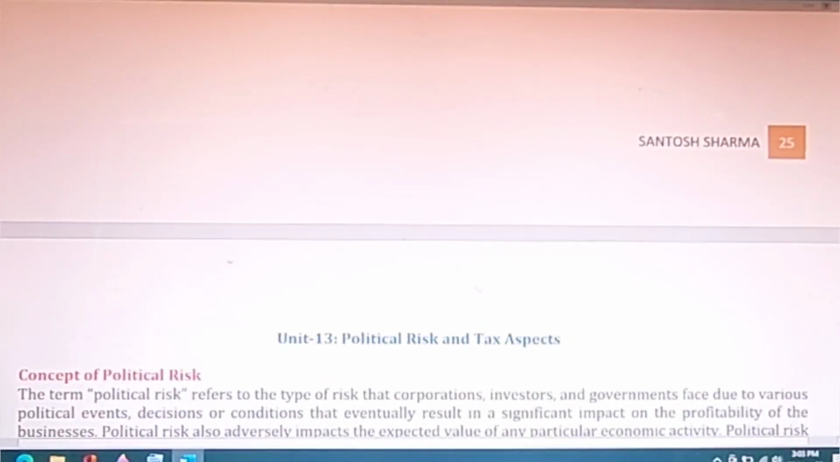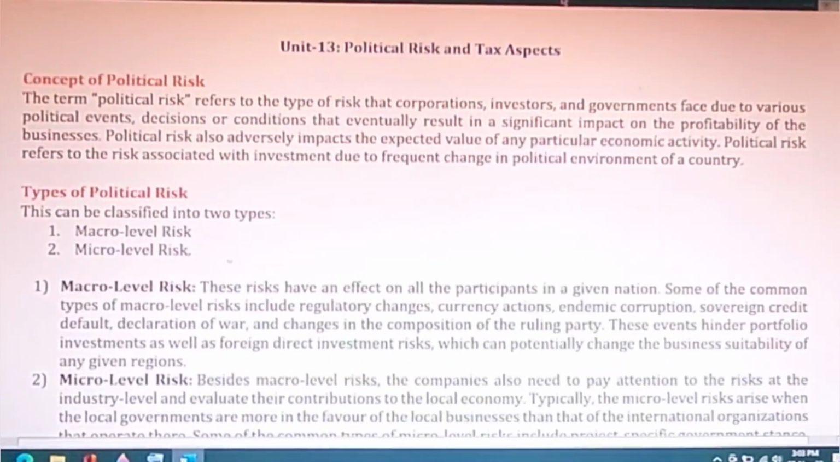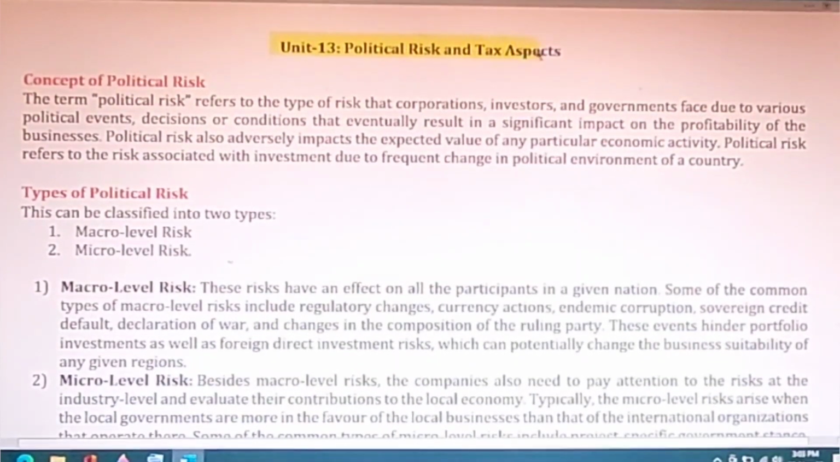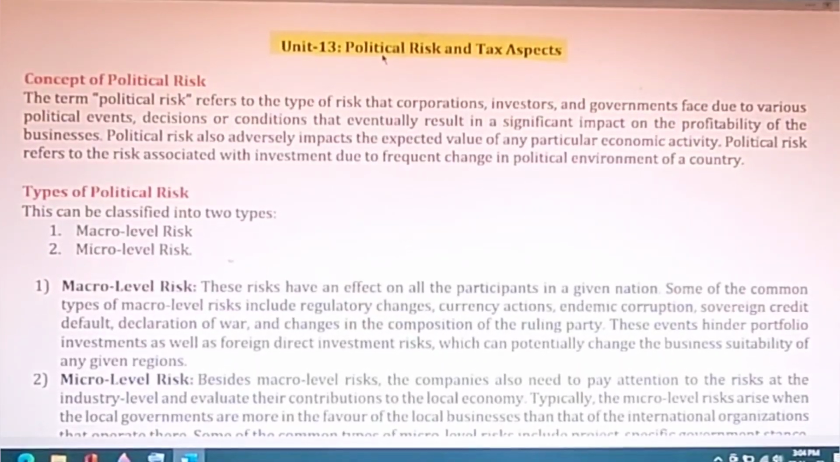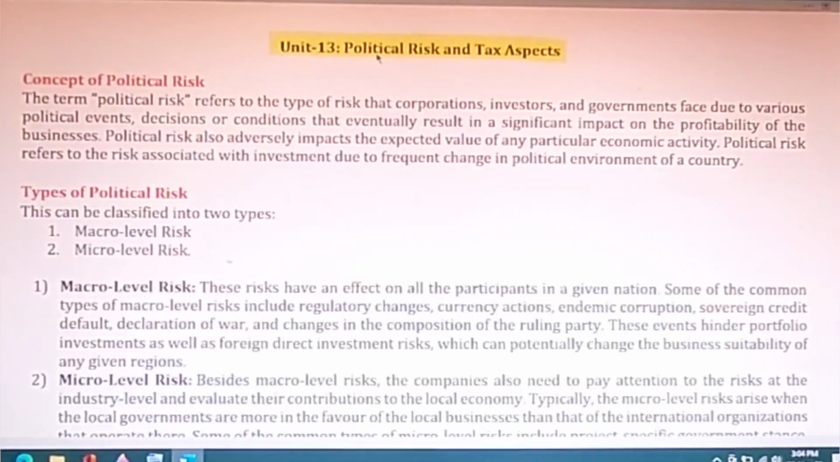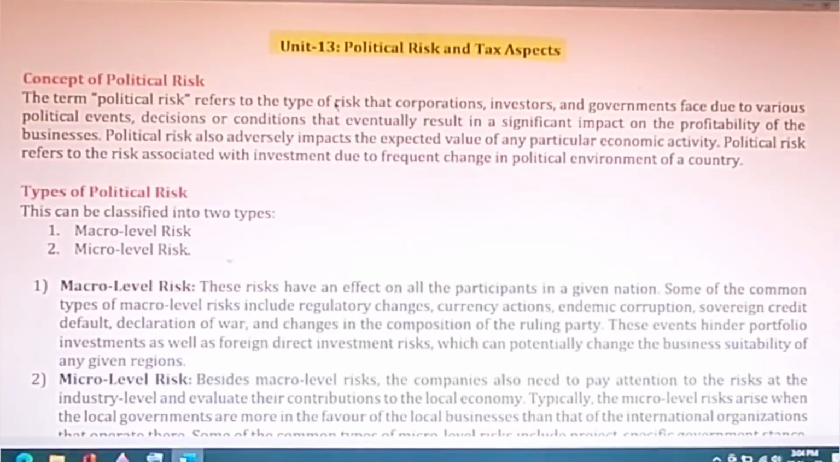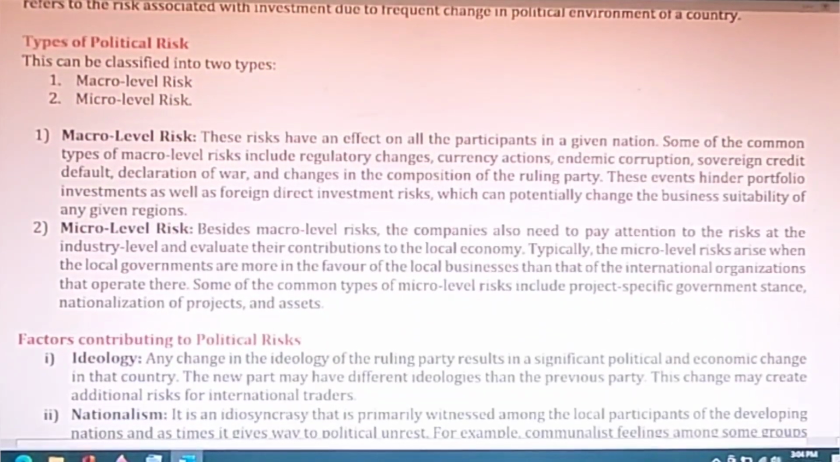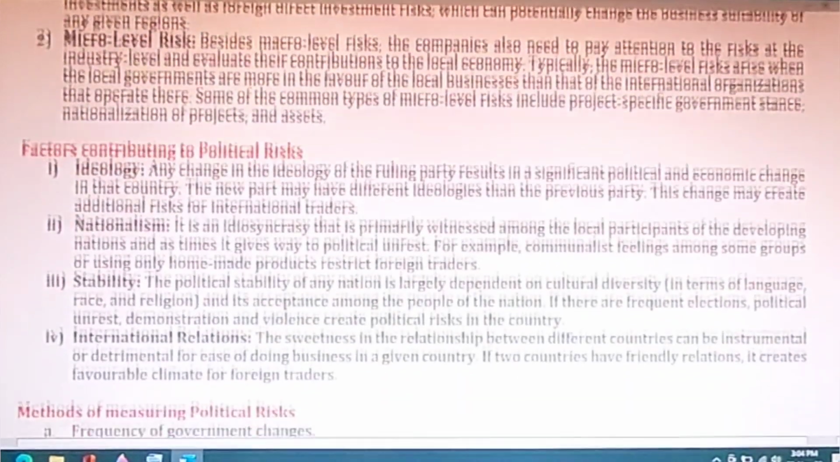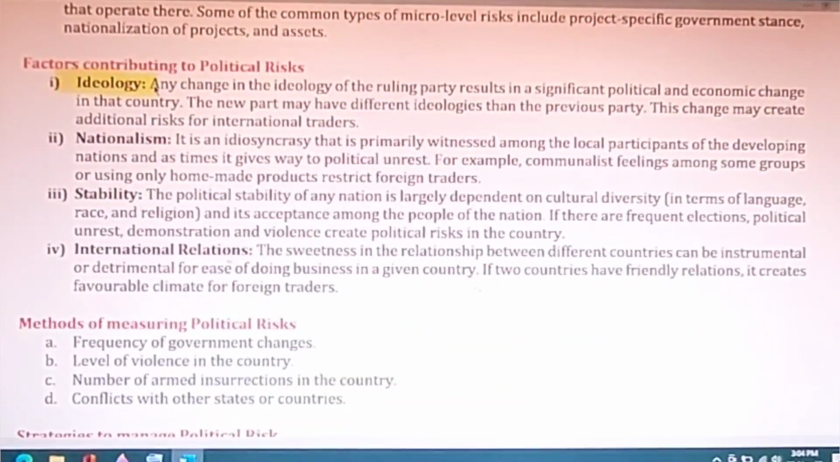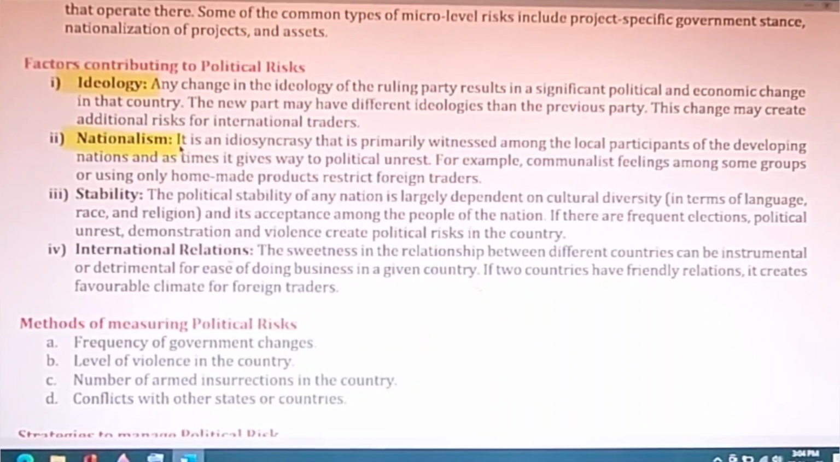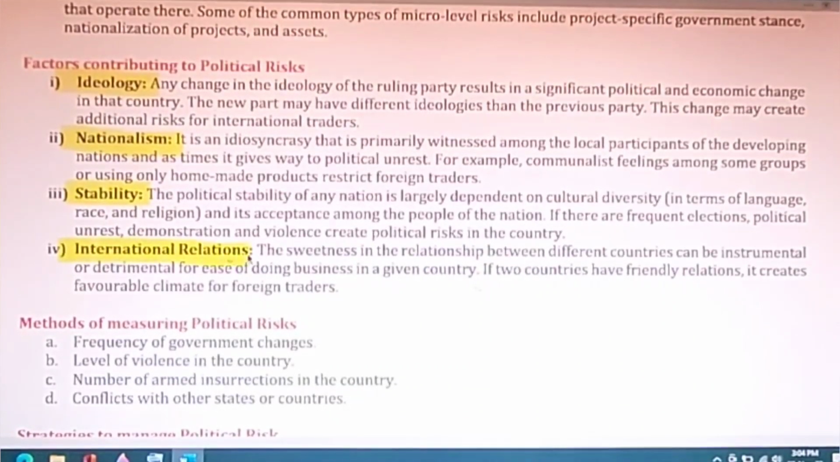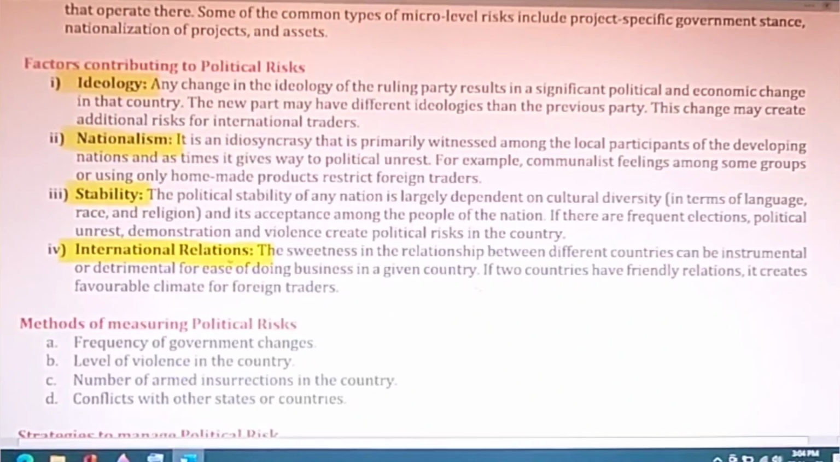Okay, moving ahead, Unit 13 is political risk and tax aspects. This unit is also very important. Mostly a question on political risk comes every year, it is a common question. And as we know, political risk refers to the risk associated with the political situation of a country. Political risk can be classified into two parts: macro level risk and micro level risk. The main factors that contribute to political risk are the ideology of the government, nationalism feeling among the people of a country, the stability of the government, and international relations, that means the relation of the country with other countries.